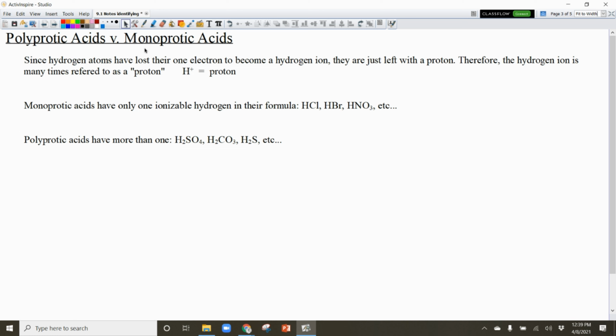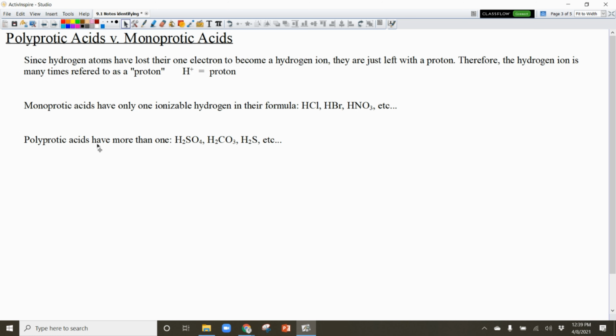Monoprotic, mono means one, hydrogen. So these are the acids that only include one hydrogen. Some monoprotic examples would be HCl. See, we only have that one hydrogen. HBr, HNO3, etc. Only one hydrogen that can dissociate. And then polyprotic acids are H2SO4, H2CO3, H2S, etc. Or it could even be H3PO4. So if it's phosphoric acid, then it would be H3PO4.